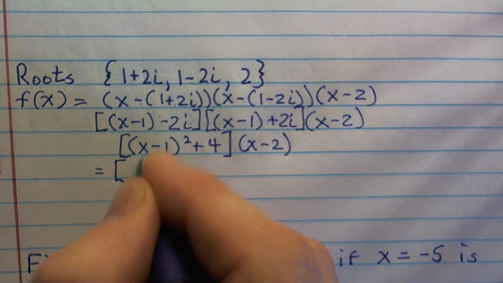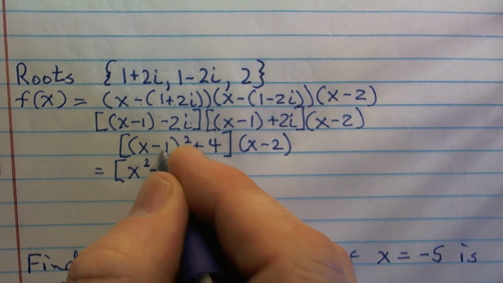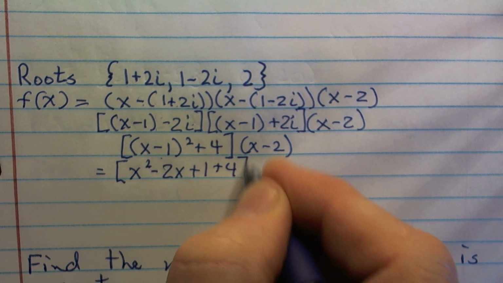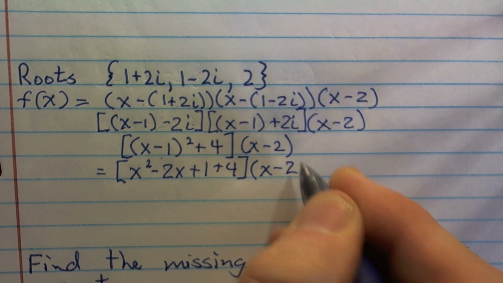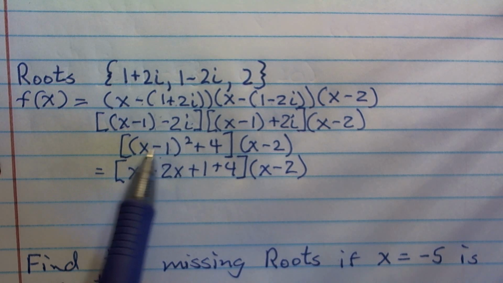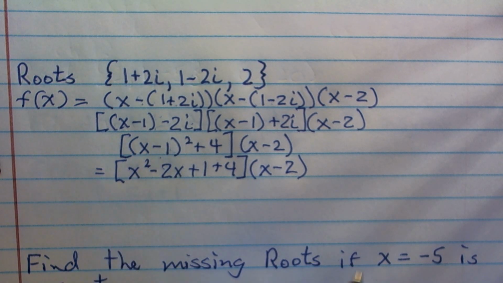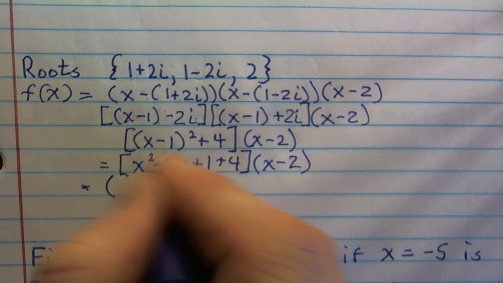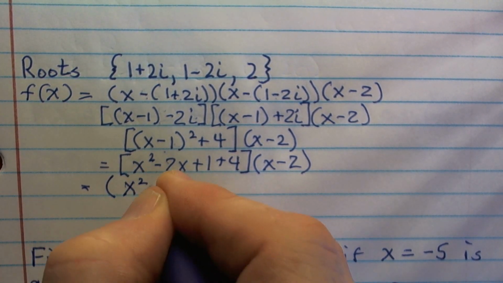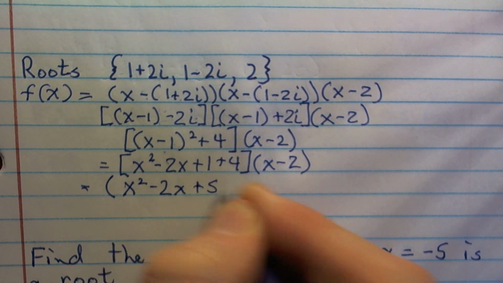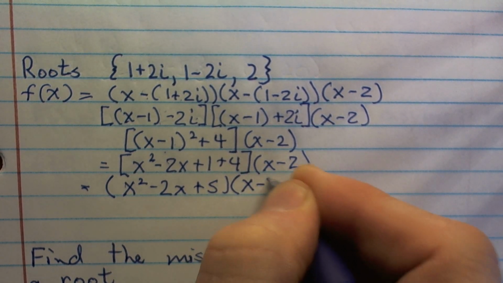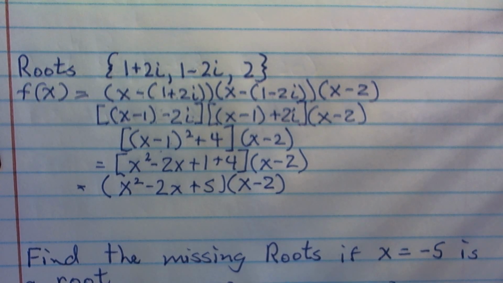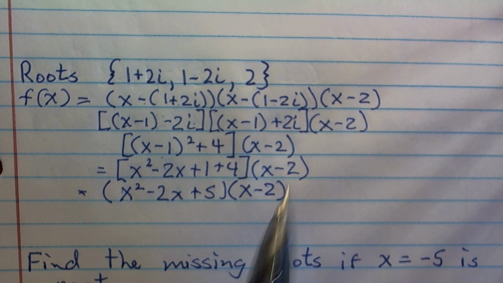I've got x squared minus 2x plus 1 plus 4. See? I just multiplied this out. Now, if I add like terms, I'm going to get x squared minus 2x plus 5. There. Okay. Now there's no more of those i's in there, so I'm just going to multiply.